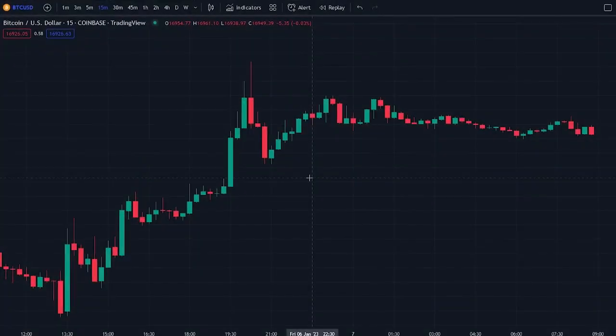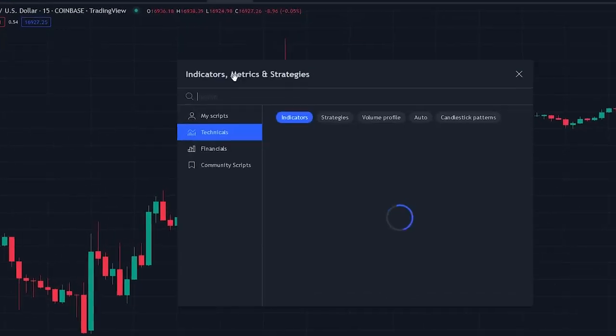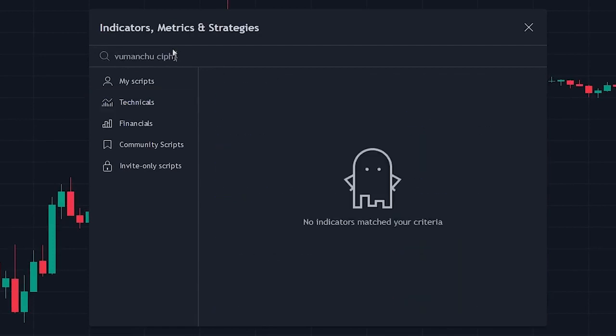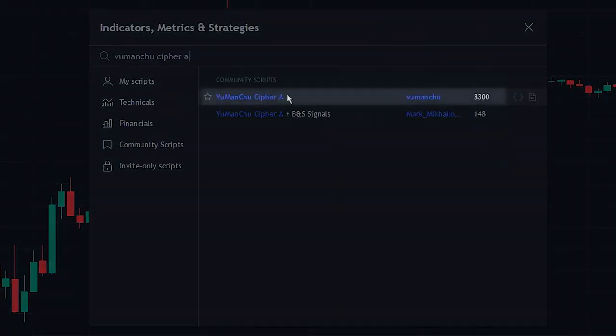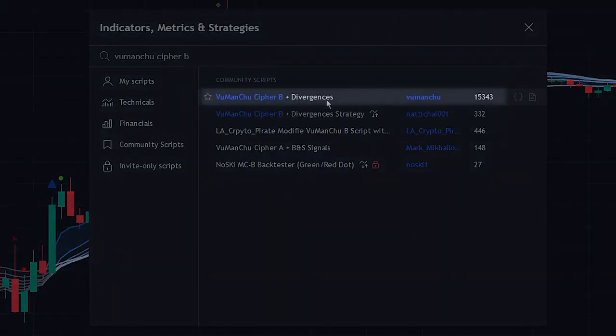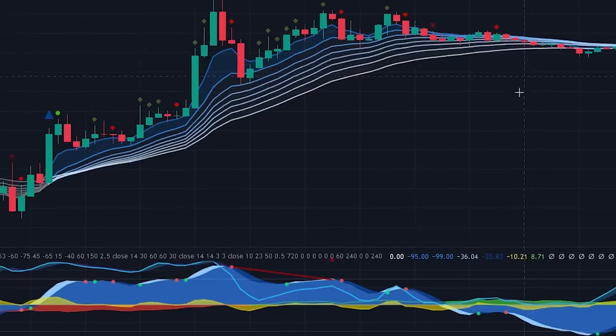The first indicator that we will be adding is the free alternative similar to the Market Cipher A indicator. Head over to the Indicator Search tab and search for the Fu Manchu Cipher A indicator. Select the indicator made by Fu Manchu and add it to the chart. The second indicator that we will be adding to the chart is the Fu Manchu Cipher B indicator. Search for the Fu Manchu Cipher B indicator and select the indicator made by Fu Manchu. Those were all of the indicators that we will be adding to the chart.